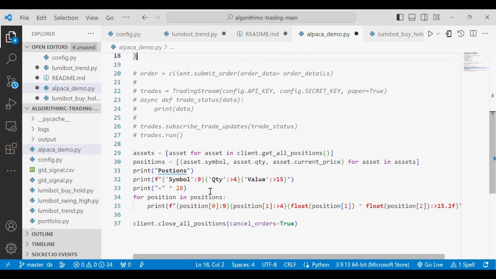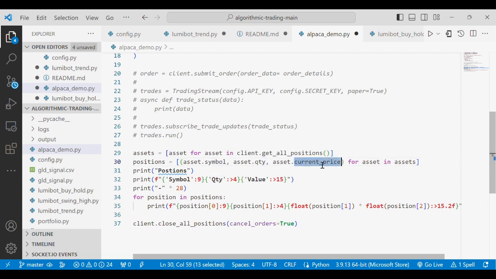Then we have retrieved and printed the current positions. So from here to here, line number 29 and 30, what we have done is we have got a list of all positions in the account. Then we have created a list of tuples containing the symbol, quantity, and current price. As you can see here, symbol is used, quantity is used, and current price parameters are used.